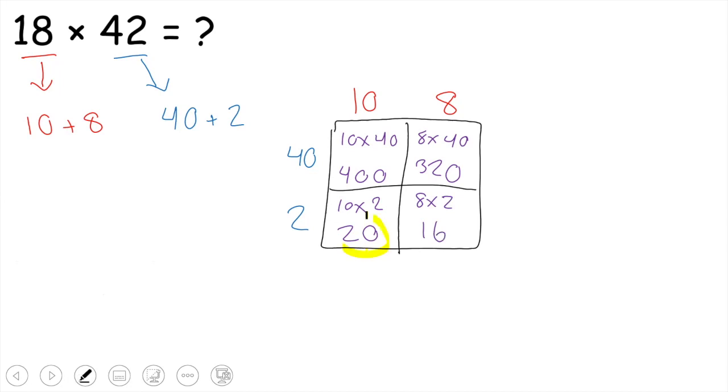Now, we are going to take all 4 numbers here, and we're going to add them. So we have 400 plus 320 plus 20 plus 16. Now you can always add them separately or you could add them together. Okay? You could do it any way that you want. As I said, area model leaves you a lot of openness for choice.